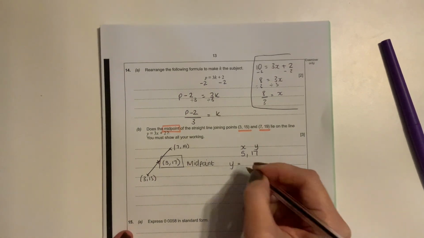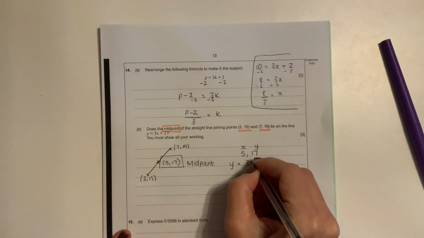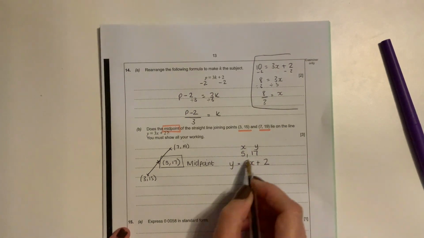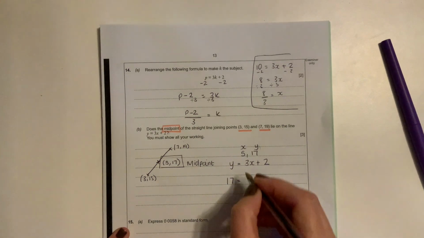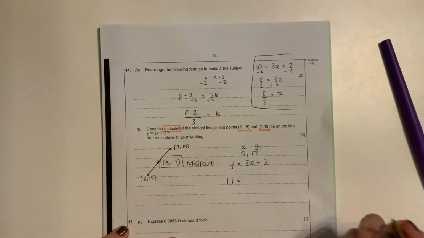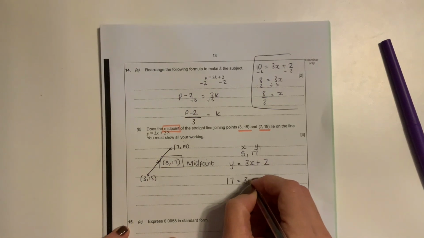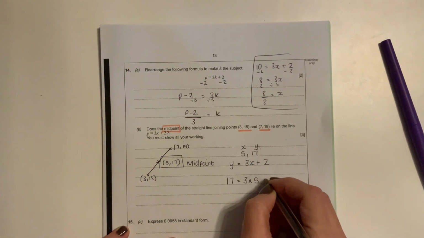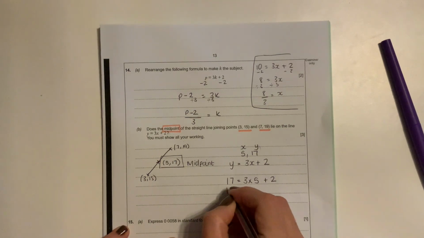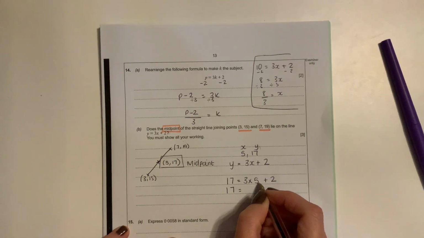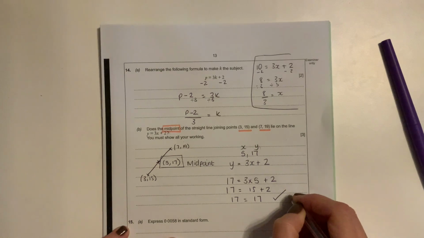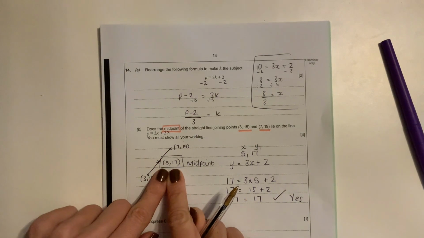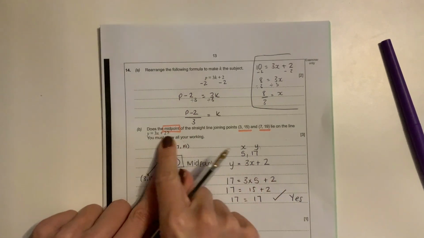We've got the equation of the line, y equals 3x plus 2. I know that y is 17, so I'm going to replace y with 17. I know that 3x means 3 times x, so it's 3 times 5, plus 2. So 17 equals 3 times 5, which is 15, plus 2. So 17 equals 17. Yes, that means that the coordinate (5, 17) is on this line.